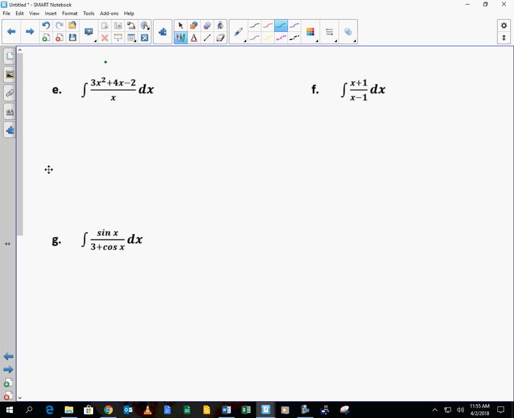All right. Now let's see who's really intelligent here, because I'm starting to wonder. I know some of you are extremely intelligent. So what would you do for problem E? You just divide through by x. So it becomes the integral of 3x plus 4 minus 2 over x dx. I just divided through by x, or I multiplied through by an x to the negative 1. And now, it's easy. What's the antiderivative of 3x?